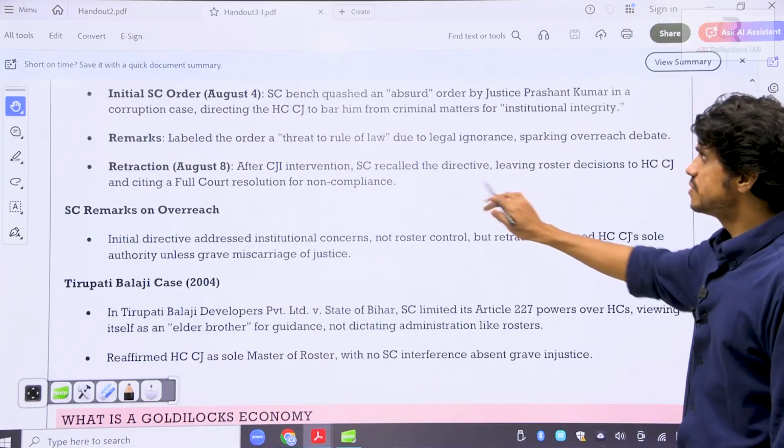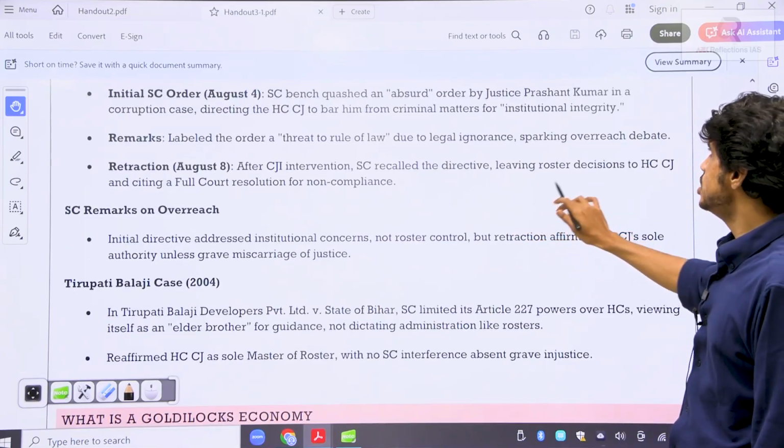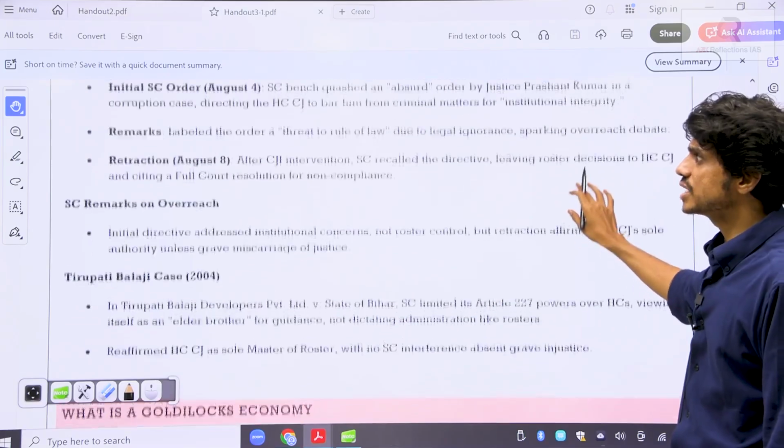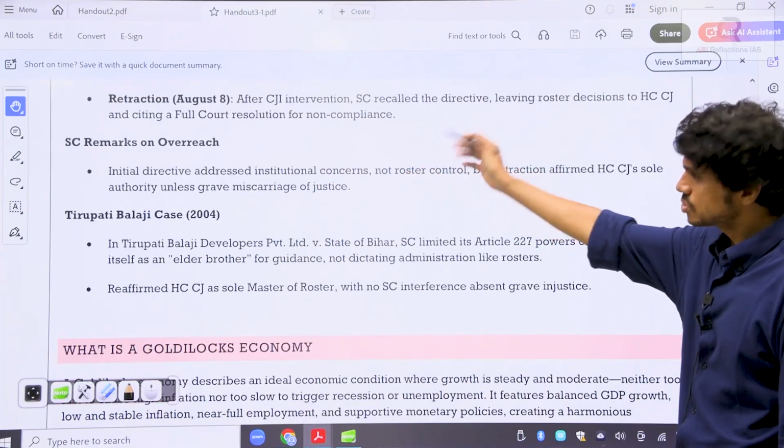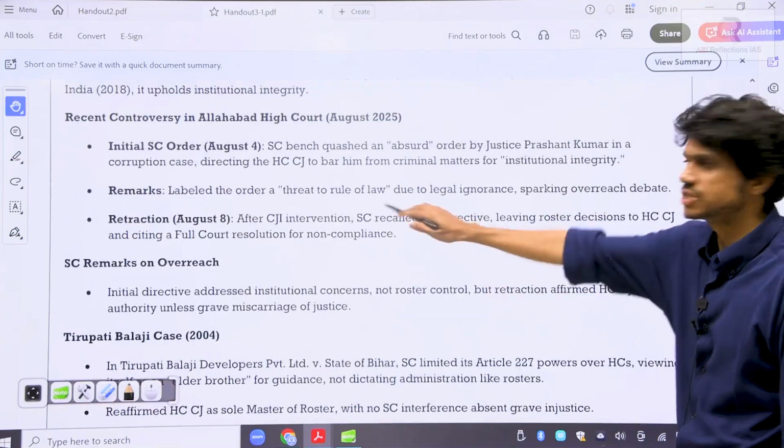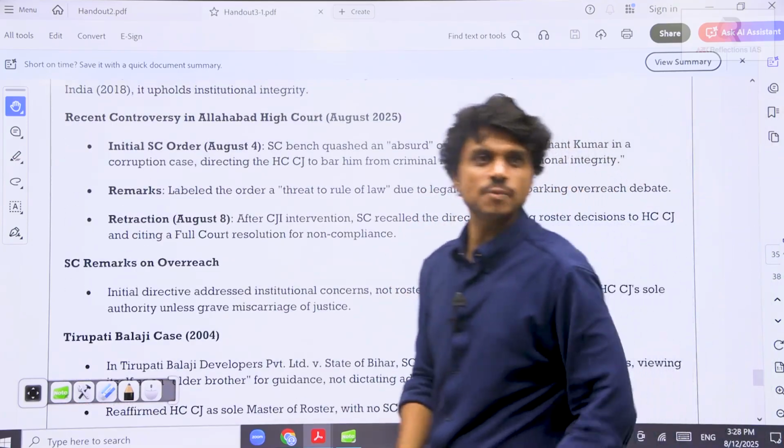After the CJ's intervention, the Supreme Court recalled the directive, leaving the roster decision to the High Court CJ and citing a full court resolution for non-compliance. So the Supreme Court remarks, they have withdrawn that on August 8th. That's it. The matter has happened and is over.